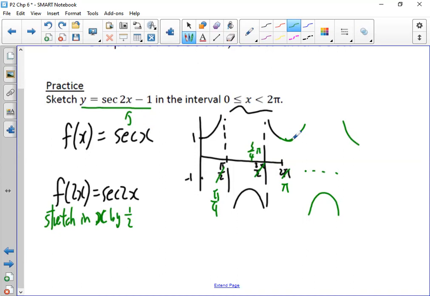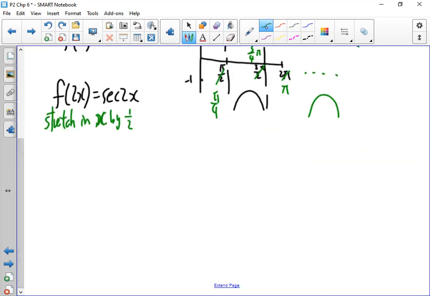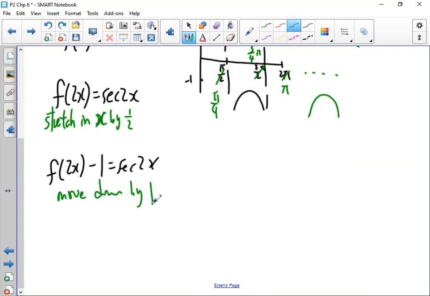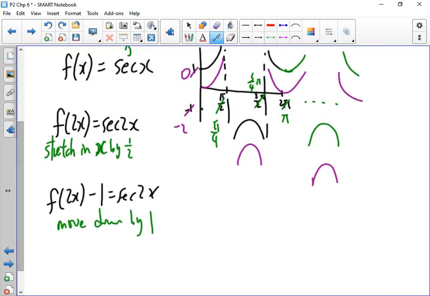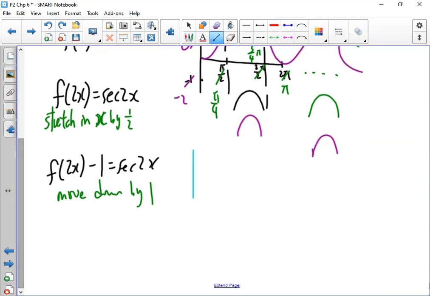And then last bit, minus 1. Minus 1 means we're moving down by 1. F of 2x minus 1 means we're moving down by 1. Moving down affects the y coordinates. So all the y coordinates subtract by 1. The 1 becomes a 0, and the minus 1 becomes minus 2. That means the graph will look something like this. Okay, now this is a draft. So we're going to wrap it up. So the final answer will look like this.